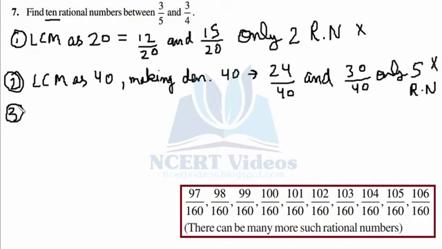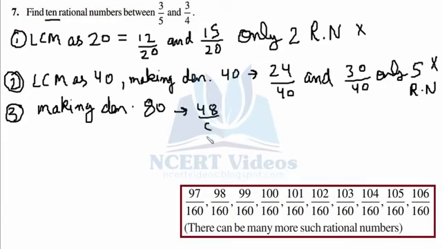Third, let's make it 80. Making denominator, den, short form of denominator, as 80. So again, we will multiply it with 2 or multiply it with 4. Same thing. So 48 over 80 and 60 over 80.